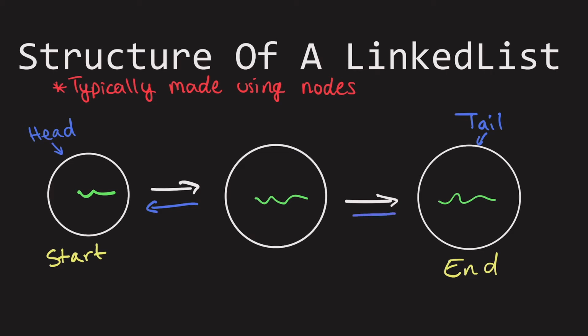There are also what we call doubly linked lists. These are linked lists that have pointers to both the next node and the previous node. This lets you traverse through the list either way, forward or backwards.